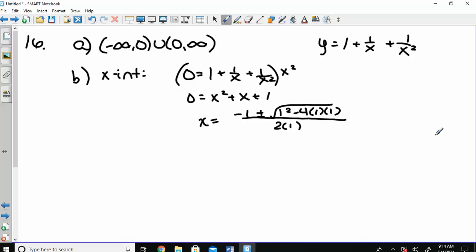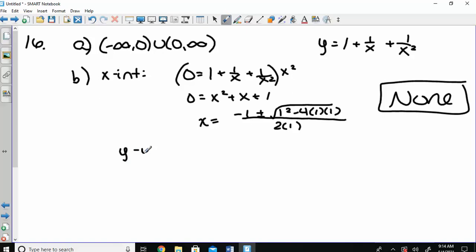A negative, so it's imaginary. So what does that tell me about my x-intercept? There is none. If you were looking at a graph, you would see it does not cross the axis there. For the y-intercept, you have to plug in 0 for x, but if you do that, can we have that? So there is none.